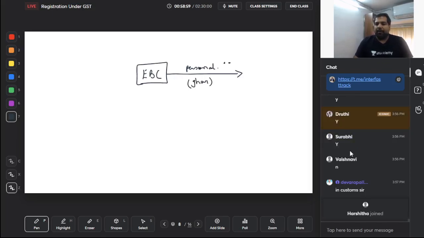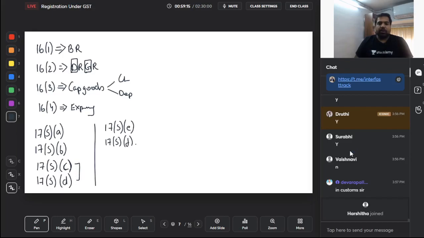Will the government be happy with this? No. So in relation to this, will we get any credit? No, we will not get any credit. So that credit is blocked. 17(5)(g), A, B, C, D, E, F, G.